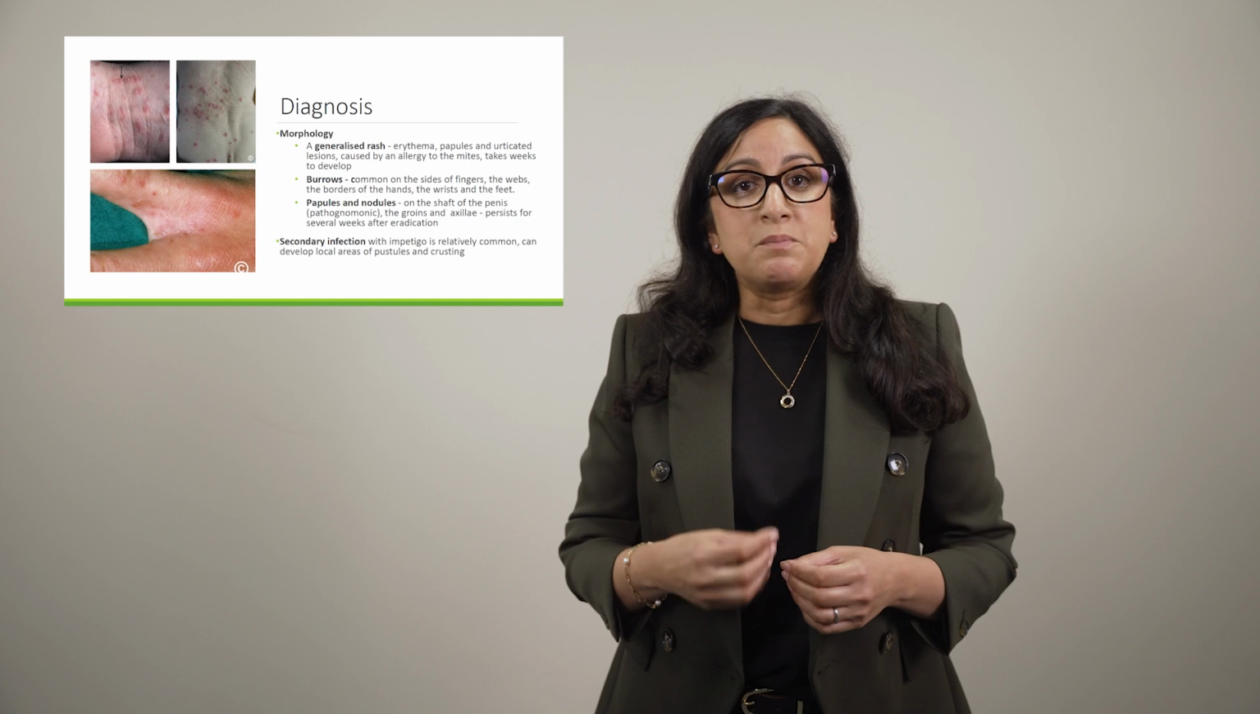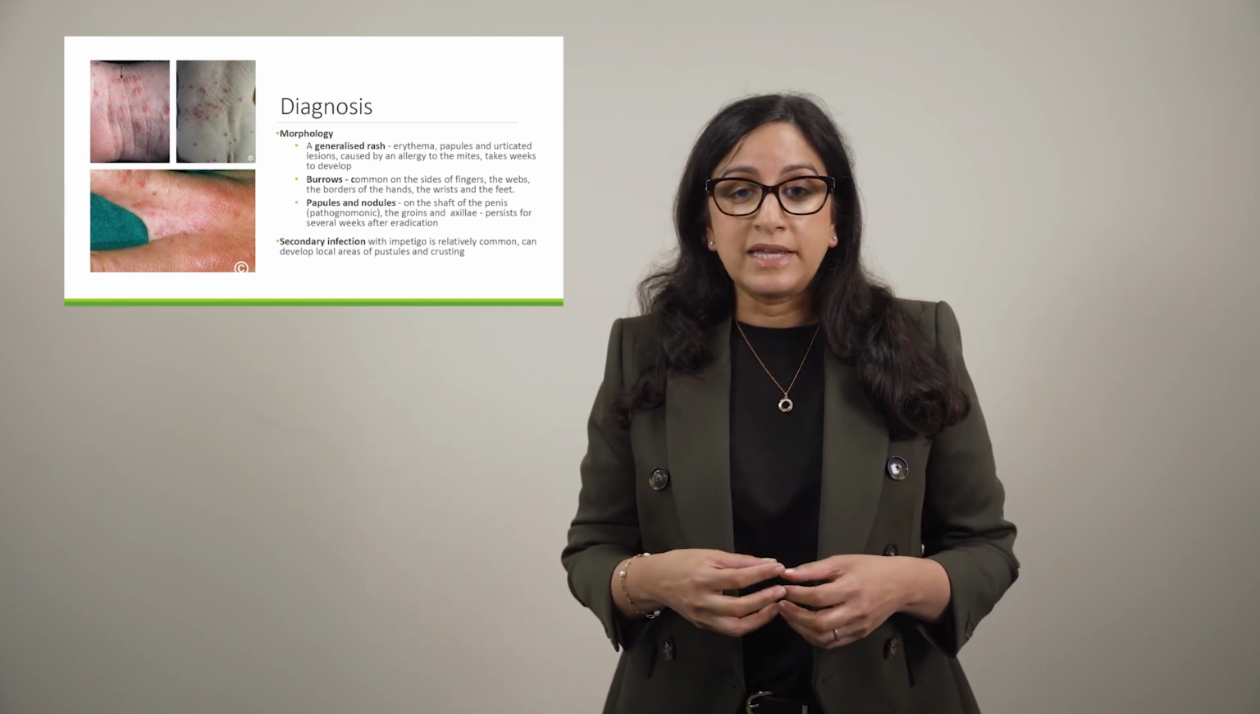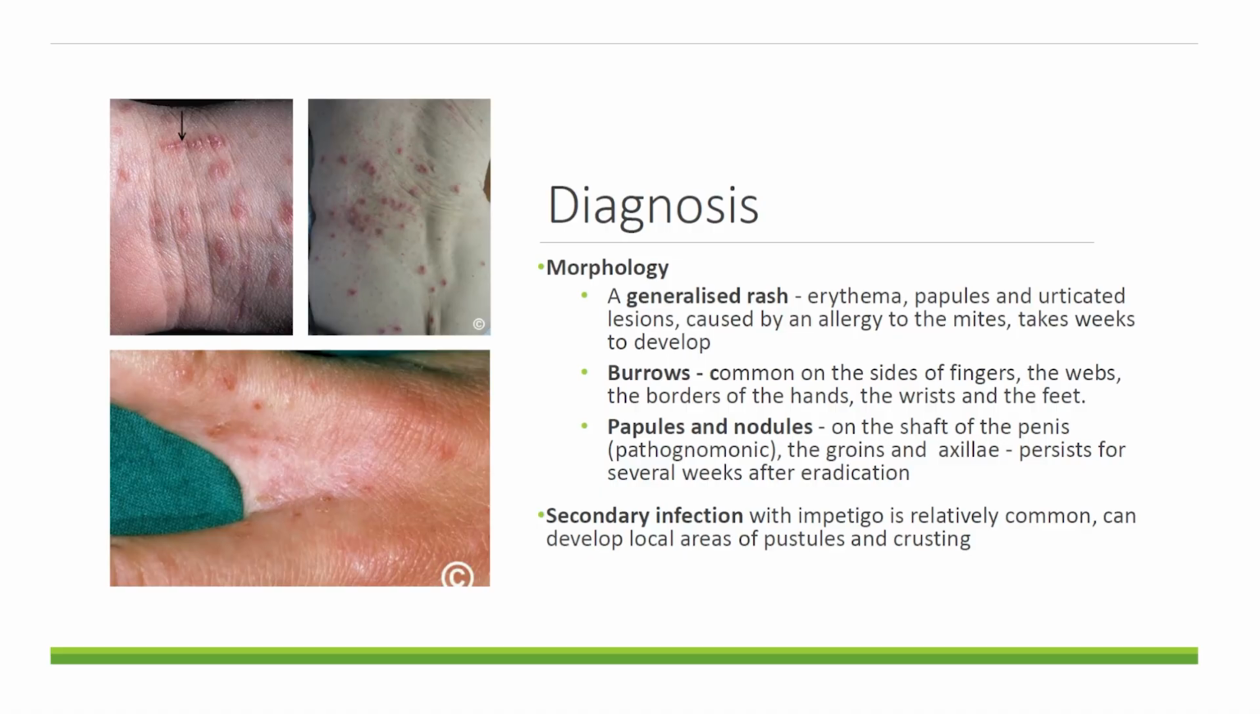Often we can also see papules and nodules, and when they're on the shaft of the penis, they can be pathognomonic. Also, the groin and the armpits are also affected, and these persist for several weeks after eradication of the scabies mite. We see secondary impetiginization, which is relatively common, and often there are areas of pustules and crusting.